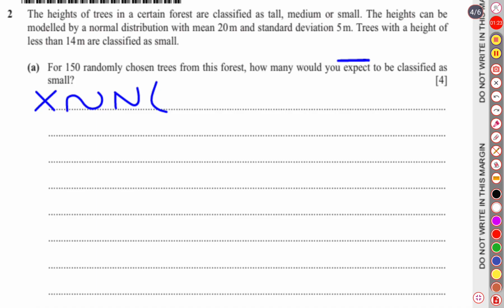Then for normal distribution, the parameters are what? Mu and variance. Mu is mean. Mean and variance. Mean is 20 and variance is the square of standard deviation, that is 5 squared. So these are the two parameters for normal distribution. One is the mean value and the other one is the variance.